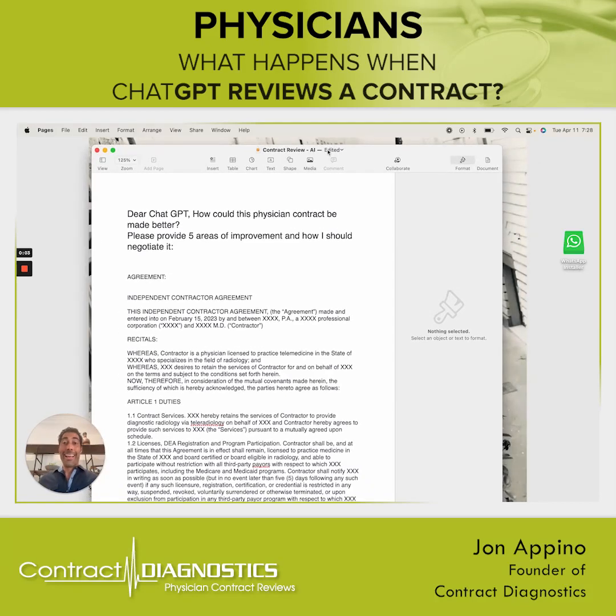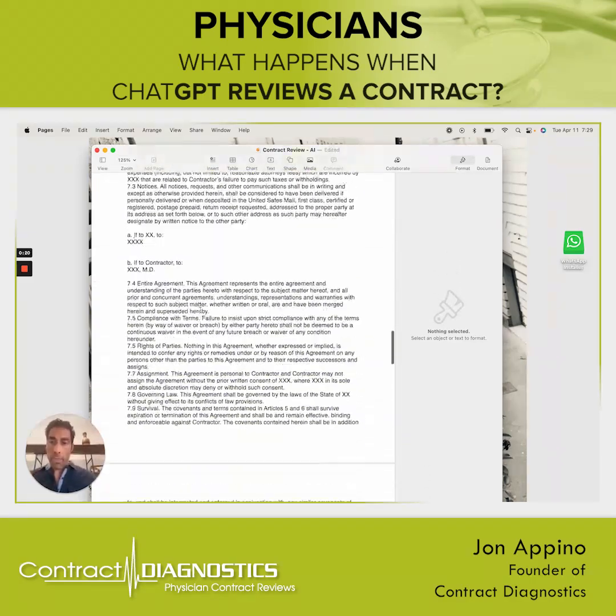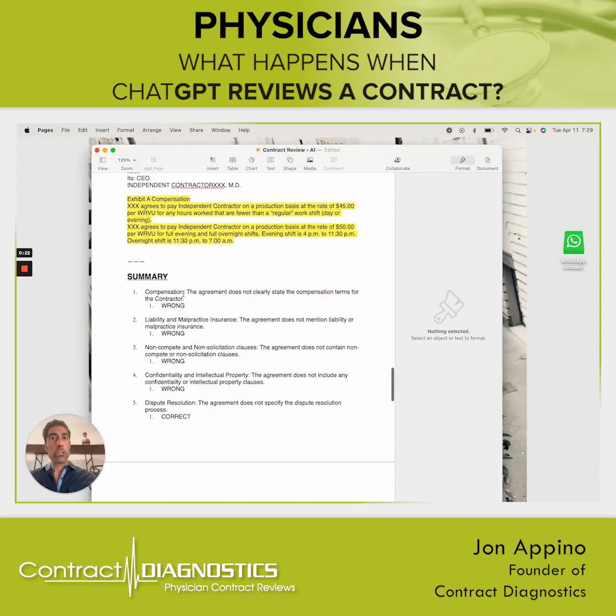All right. Let's do a contract review with ChatGPT. So I took all the information out of this agreement, but how could this contract be made better? Provide 5 areas. And how should I negotiate it? So there's no point going over the contract, but the way that it spit it out, here's a summary, okay?